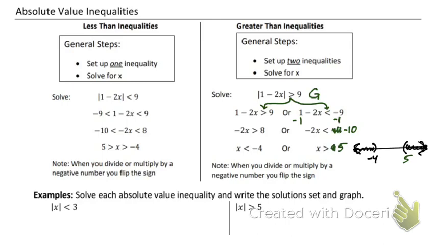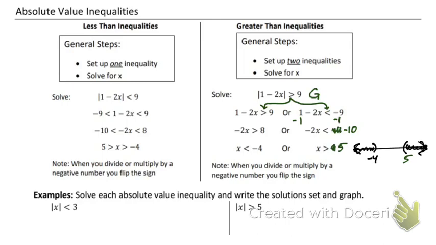Good catch, yeah. The premise stays the same, though. It still has to be "or." It just changed that one value on the other side. All right, now look at the less than symbol. The less than symbol turns into one statement. It turns into negative 9 is less than 1 minus 2x is less than 9.